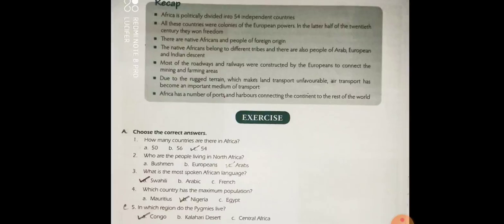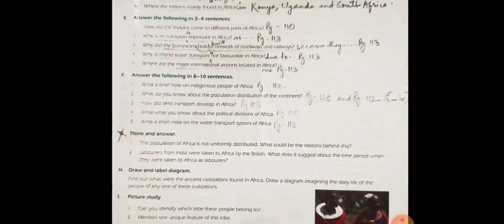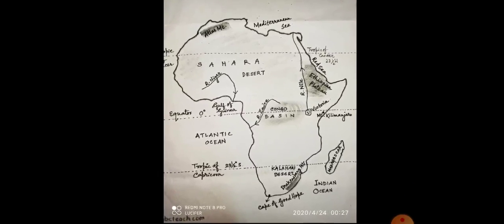This was all about the chapter. Here are the exercise questions with answers marked. Here is the outline map of Africa.